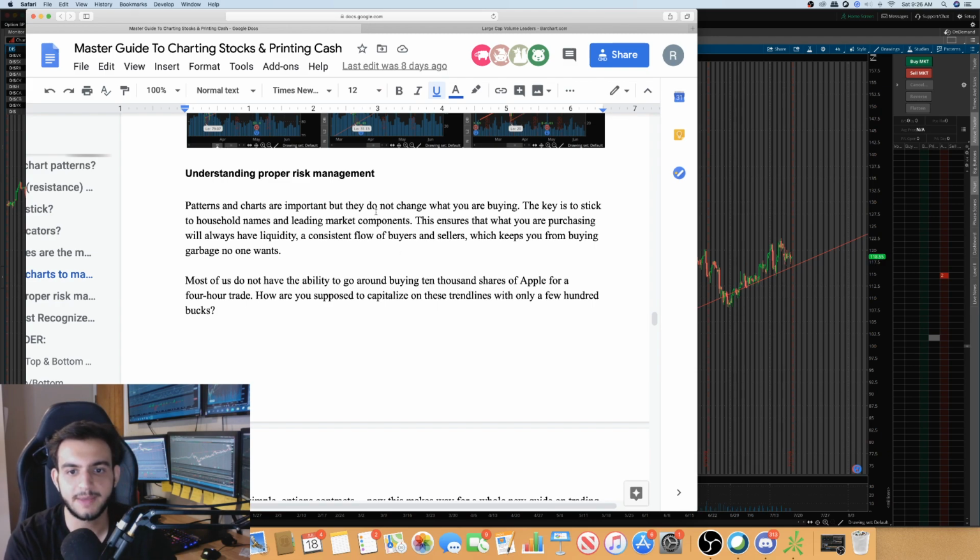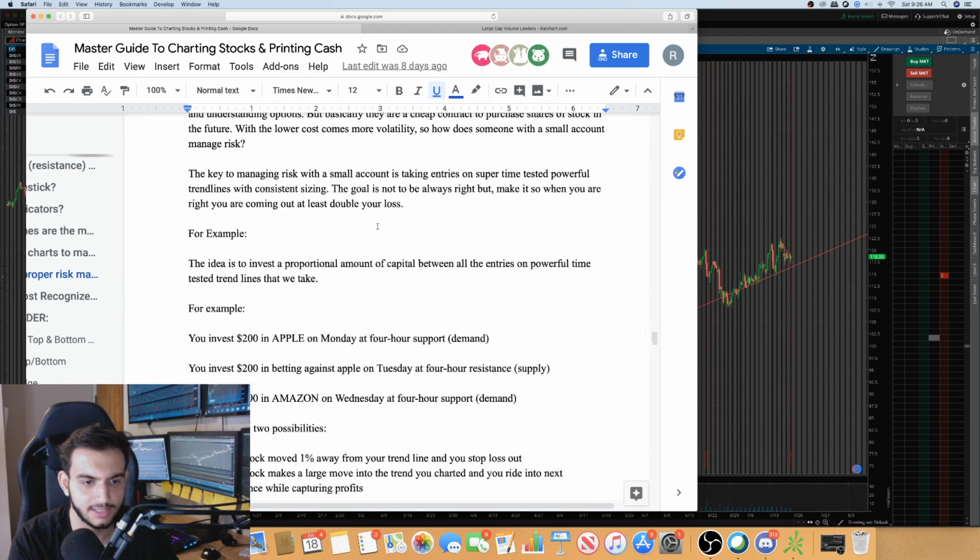But proper risk management is like, I'm buying stocks that I know have volume and liquidity. I don't have to worry about that. So I'm buying them at heavy support points. I'm selling them at heavy resistance points. Once it moves about $1 away from my support or resistance, I'm like, okay, I'm wrong. I can just cut it and I'll be completely fine. And it's super duper simple. It's not the craziest thing.